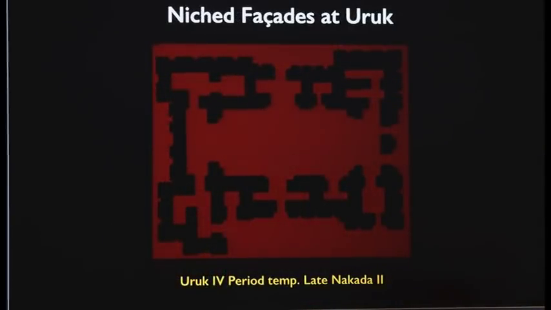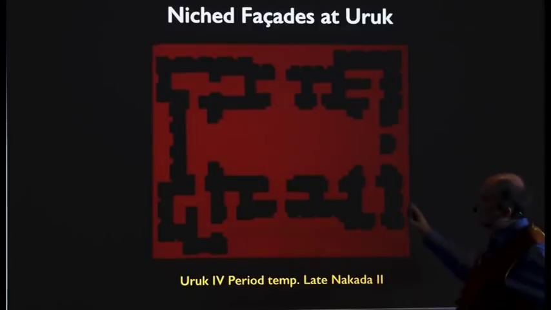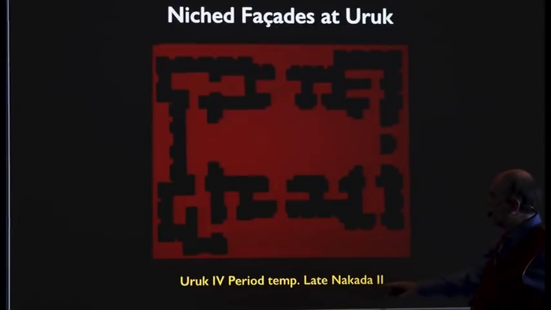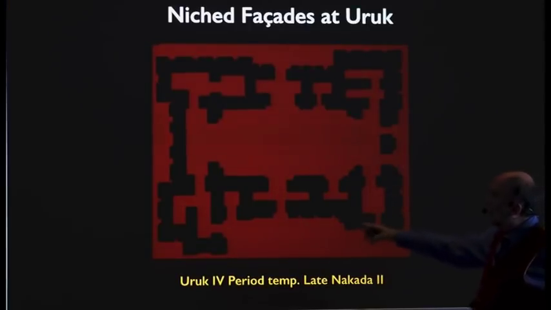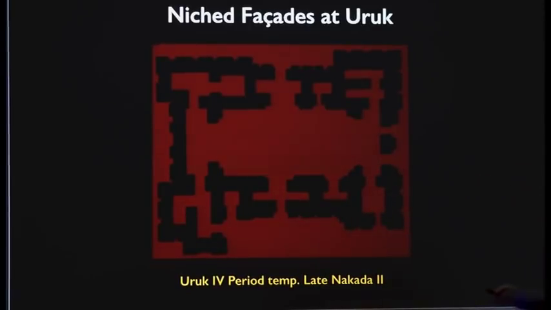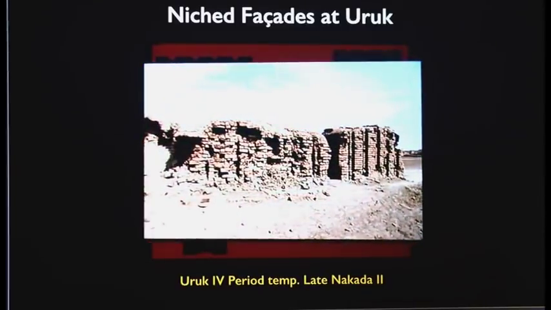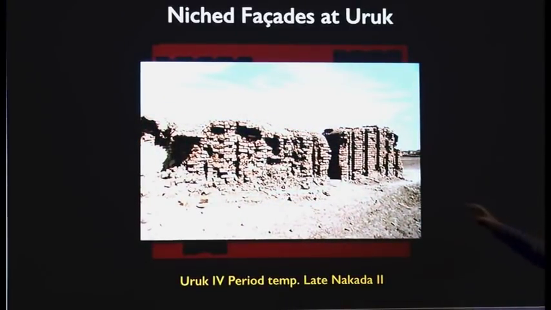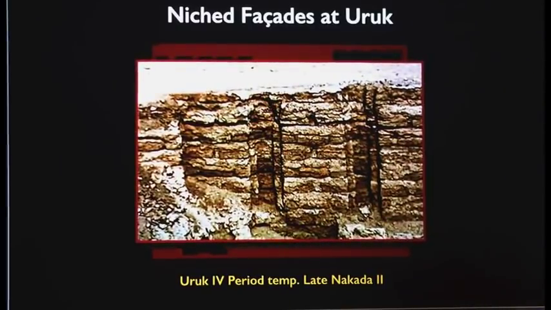Where does that come from? Well, I'm sorry about this, it's a dark picture, but this is the Uruk IV temple at about the same time as Nakada II in Egypt, and all the way around this is a niched facade. So the design comes earlier in Mesopotamia. Here is the niche facades on the Uruk temple. You see it close up here.